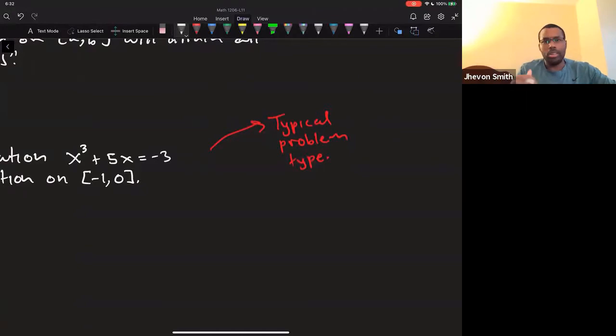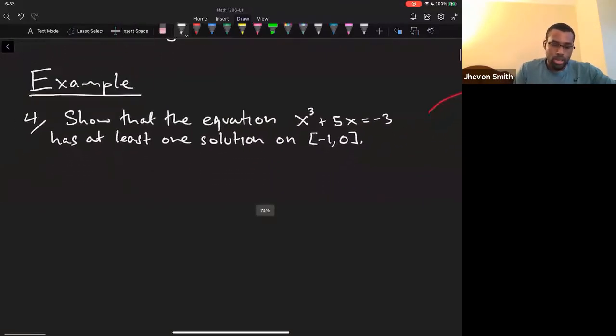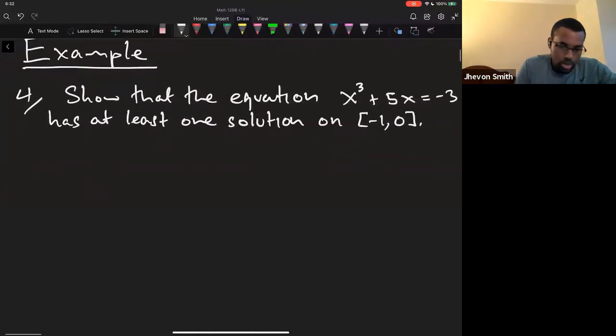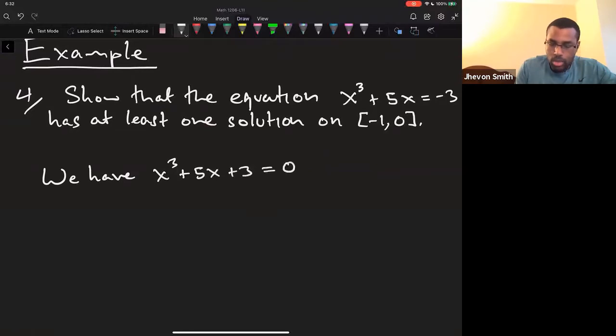Suppose I gave you that equation. There should be an x value between -1 and 0 that makes x cubed plus 5x equal -3. So here's one thing you would do. Notice we have x cubed plus 5x plus 3 equals 0.